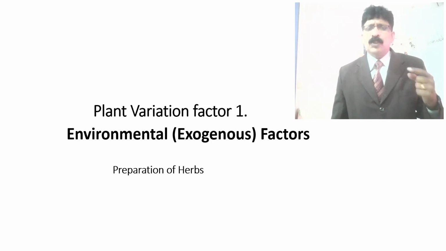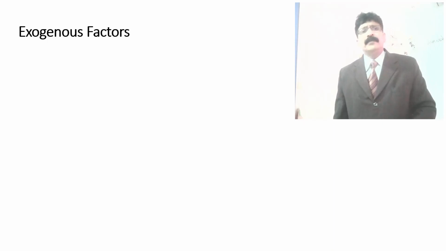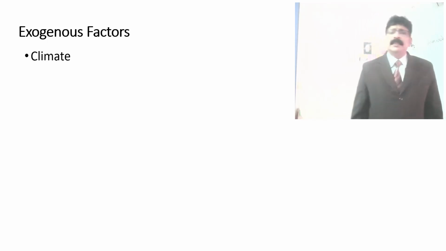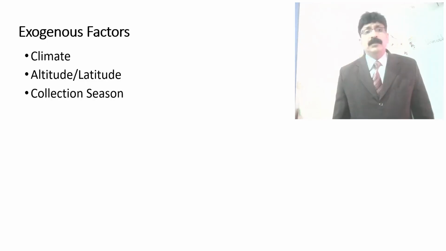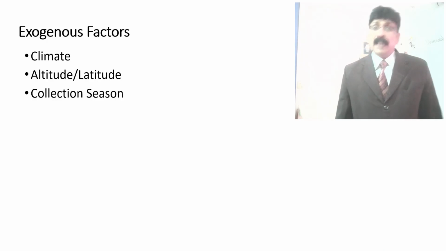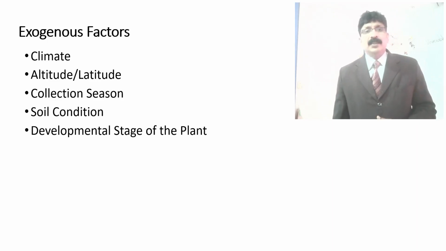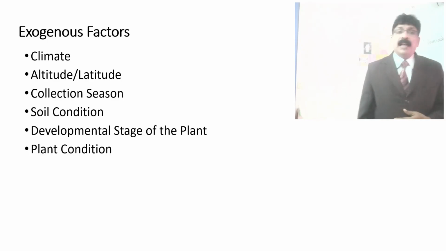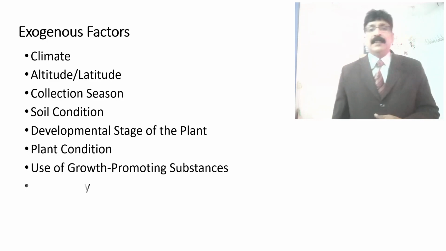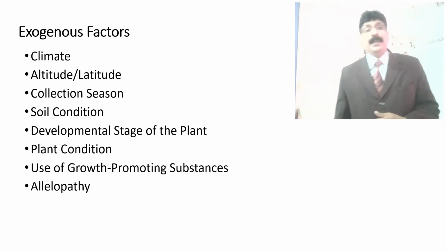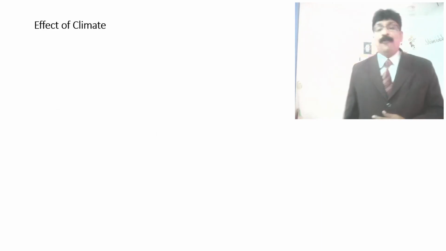Environmental exogenous factors. This one we can see: exogenous factors in which climate, altitude and latitude, collection season, soil condition, developmental stage of the plant, plant condition, use of growth promoting substances, allelopathy, parasites, all these things. The first one is the effect of climate.